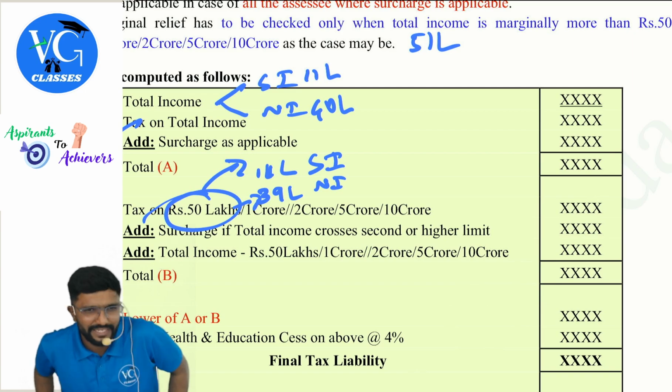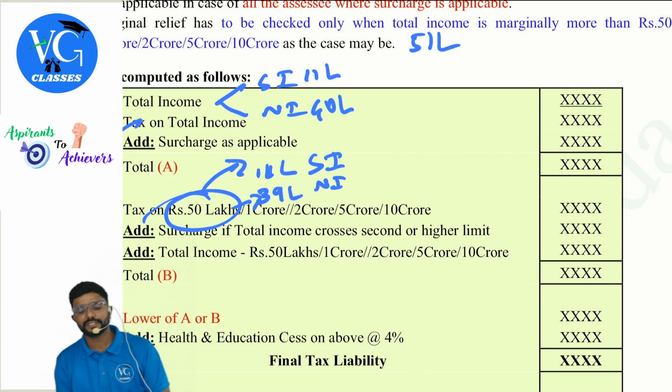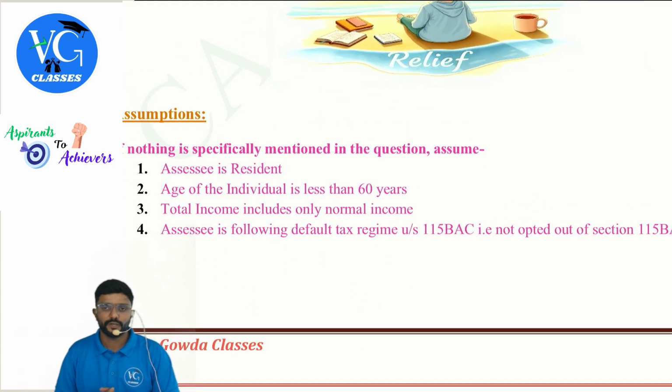If not, normally in marginal relief calculation they don't consider special incomes, guys. They just give it as normal income. If the question is silent, what do you always assume? Entire total income as normal income. These are a few assumptions which you have to make only if the question is silent.